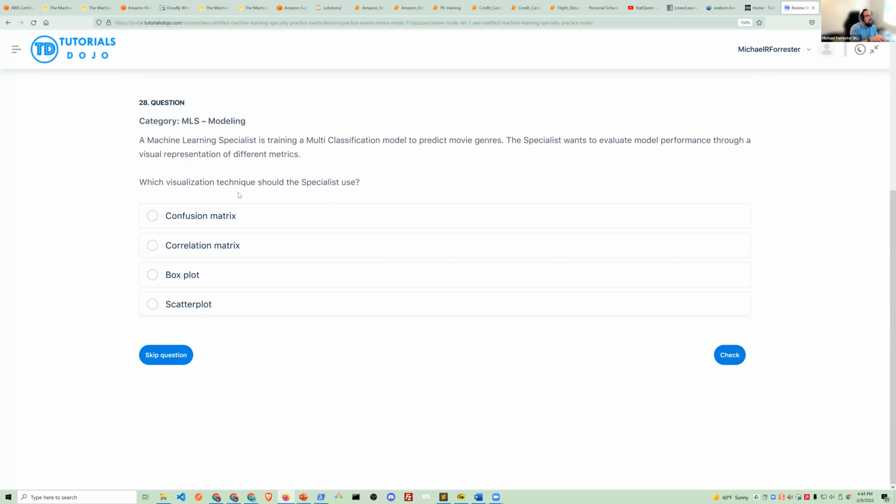All right, next question. We're training a multi-classification model to predict movie genres. The specialist wants to evaluate model performance through a visual representation of different metrics. What will we use?